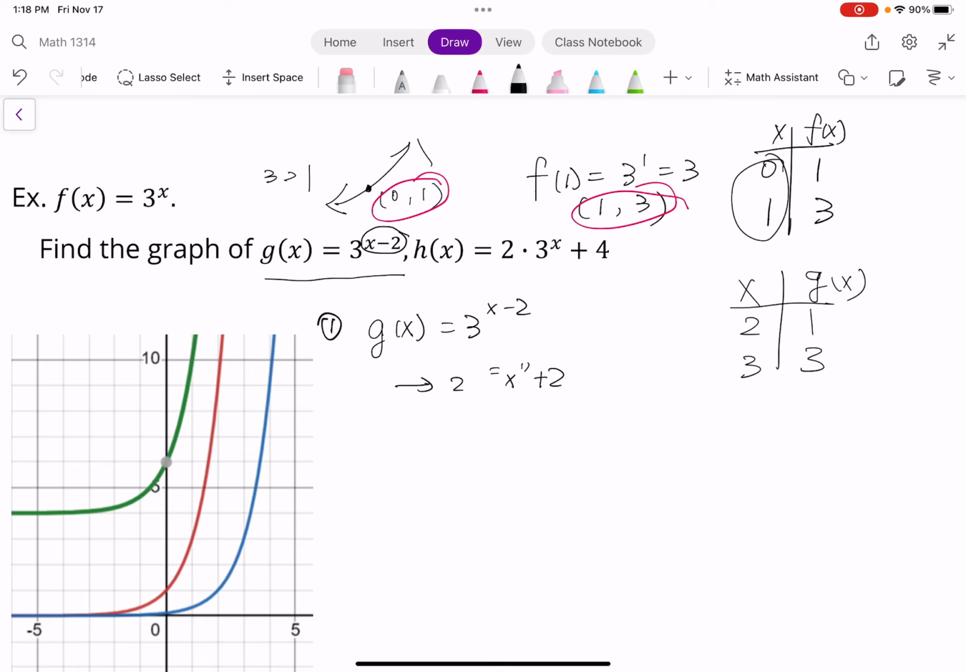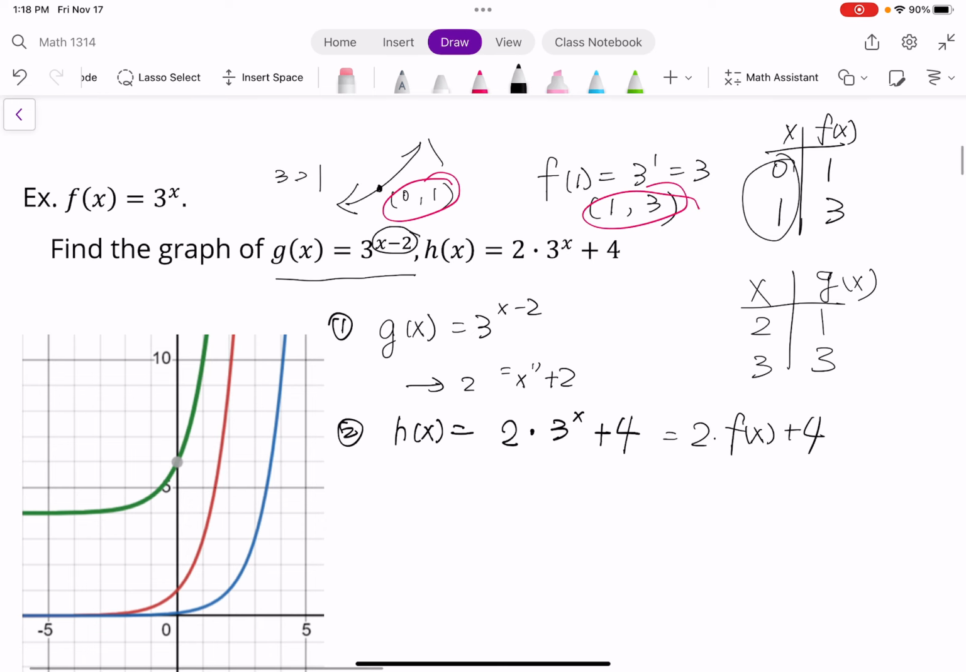I'm looking at h of x equals 2 times 3 to the x plus 4. What is 3 to the x? The original function f of x. That means the y value changed. I can also rewrite it as 2 times f of x plus 4. So only y changed. First, you see 2 times f of x.